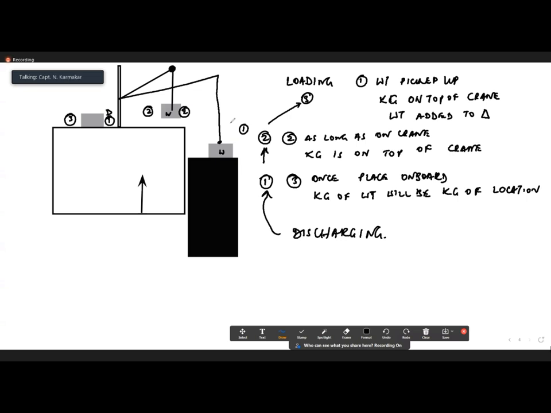Okay, so then let us look at a question dealing with heavyweight. Exercise number 7, question number 9. We will do this by kg calculation.